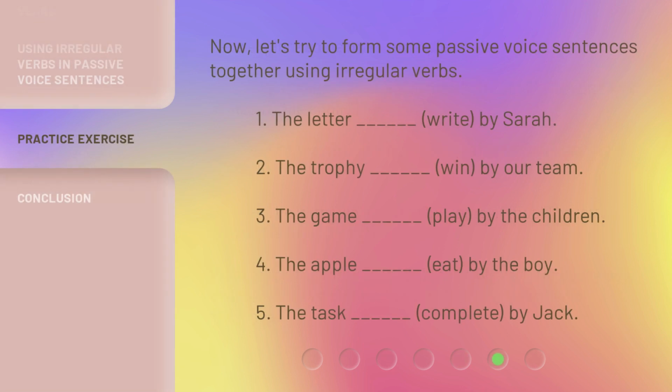Now, let's try to form some passive voice sentences together using irregular verbs. 1. The letter blank write by Sarah. 2. The trophy blank win by our team. 3. The game blank play by the children. 4. The apple blank eat by the boy. 5. The task blank complete by Jack.